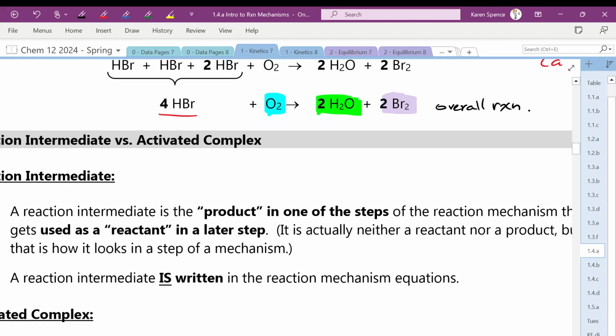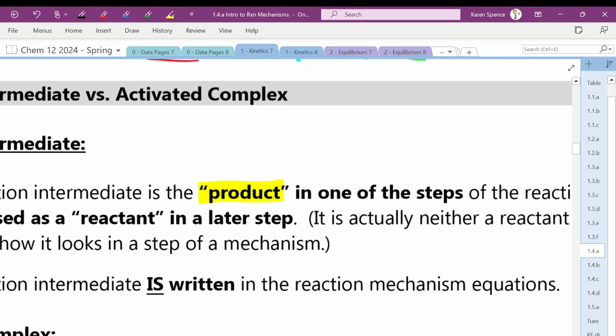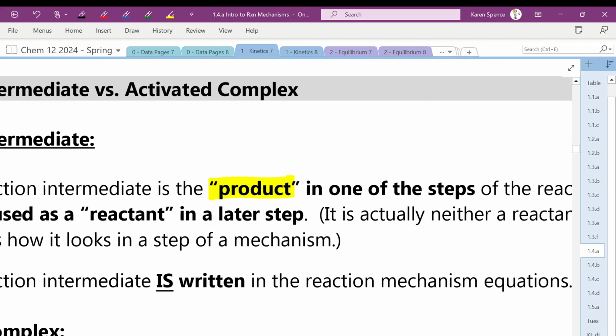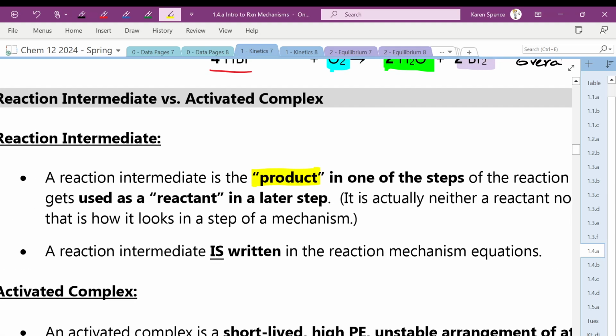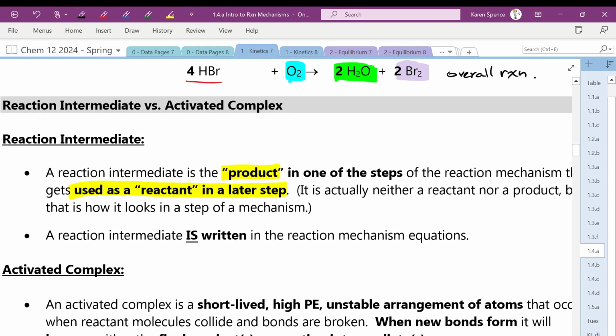An intermediate is, we're going to put "product" in quotes because it's not really a product because it gets used up later. It doesn't actually stay produced. It's a product in one of the steps, but then it gets used as a reactant in a later step. So it's neither a reactant nor a product, but it does show up on the reactant side and on the product side. And if we write out all the steps, the reaction intermediate is written in reaction mechanism equations.